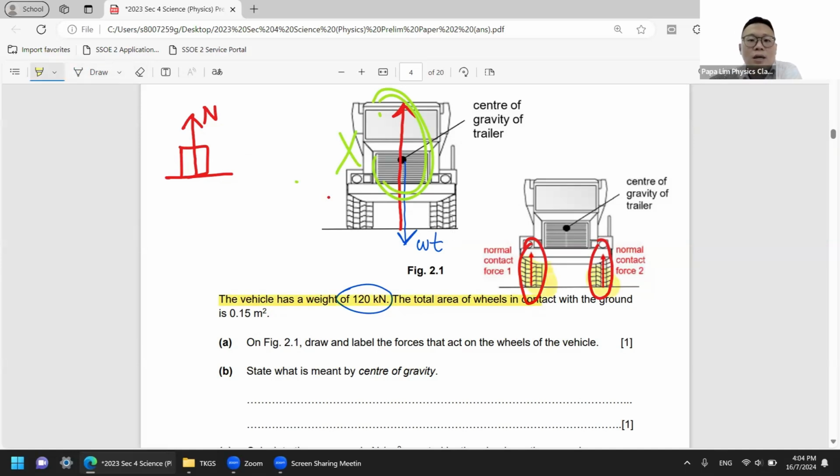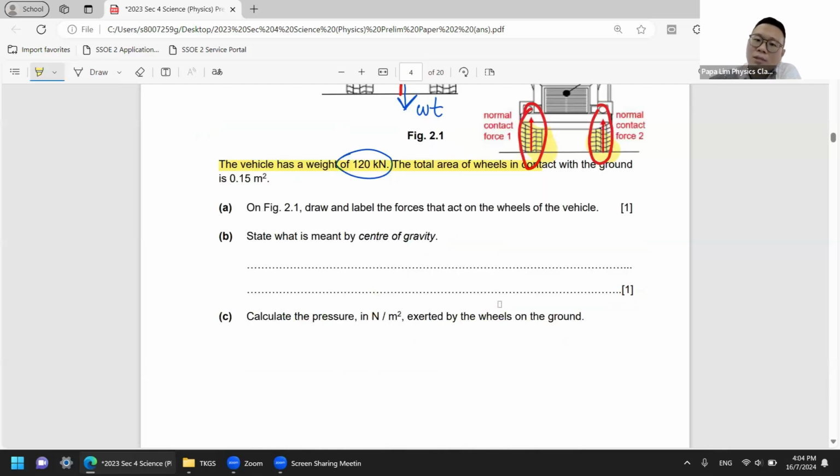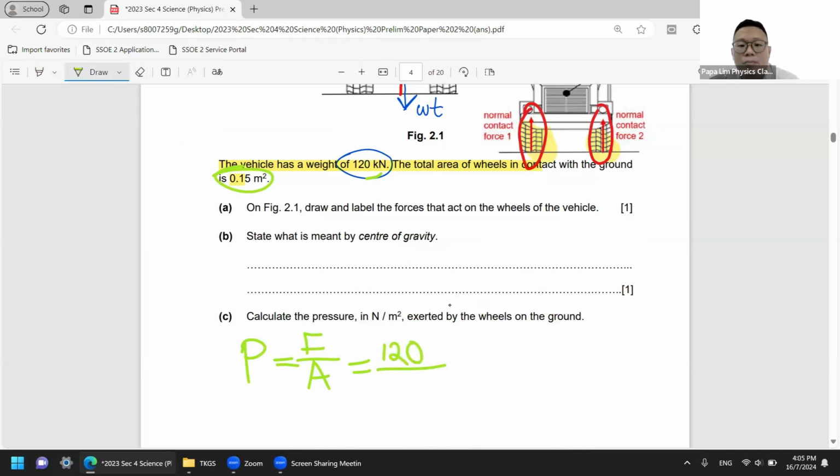Definition of center of gravity, I won't dwell too much on it. It's in the textbook, so it's fairly straightforward. Pressure wise, for this question, the area is given. The total area we are looking at is 0.15. I wouldn't say it's difficult at all. It's force divided by area. The only thing you may want to take note of is that the question gives 120 kilonewton, so there's a prefix of kilo there. You must remember to convert the prefix. So kilo will be 10 to the power of 3. It'll be 120,000 Newton divided by the area, which is 0.15. If you do the mathematics, the answer comes out quite straightforward.